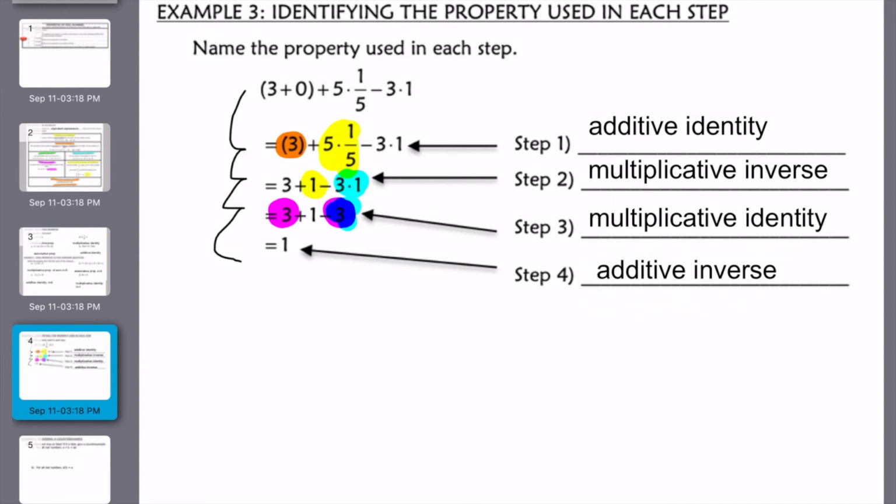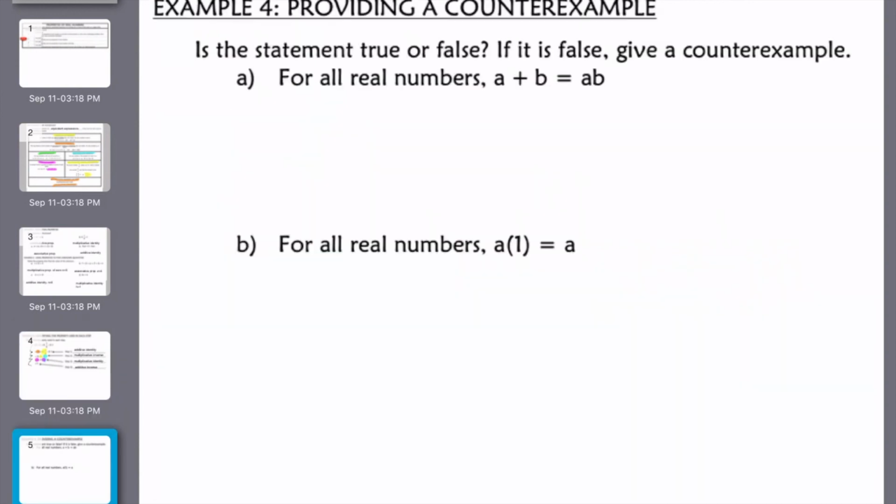So let's go to the very last slide, providing a counterexample to our properties, and just to make sure that things are working. So they are trying to say here, is the statement true or false? If false, give a counterexample. For part A, they are trying to do, let's see, what property is it? They are trying to do the commutative property, or really the associative property.